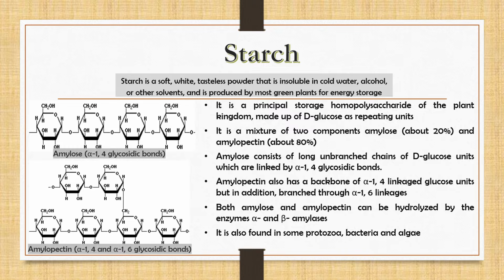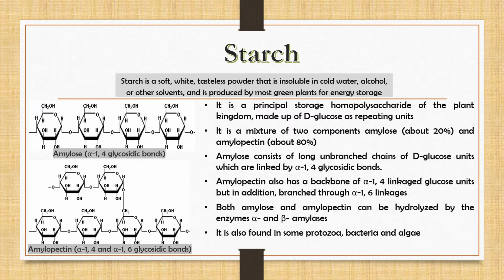Starch. Starch is a principal storage homopolysaccharide of the plant kingdom. It is made up of glucose as repeating units. It is a mixture of two components, amylose about 20% and amylopectin about 80%. The amylose consists of long unbranched chains of D-glucose units, which are linked by alpha-1,4-glycosidic bonds.